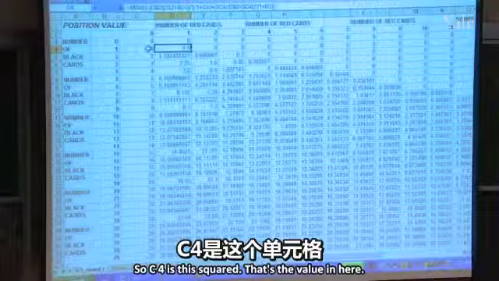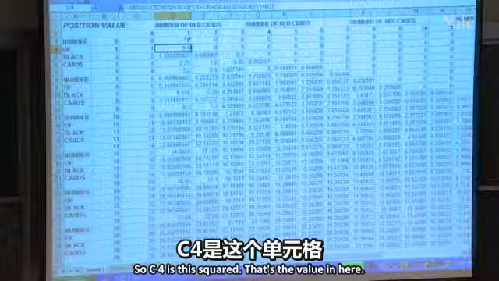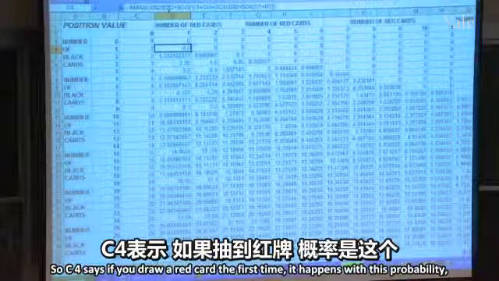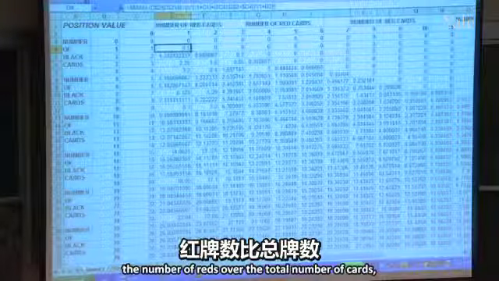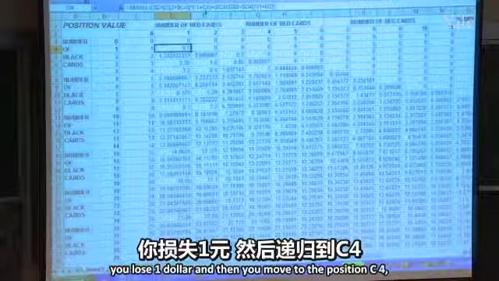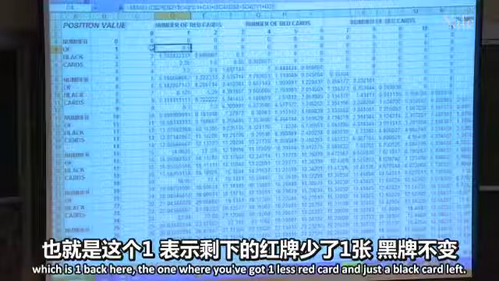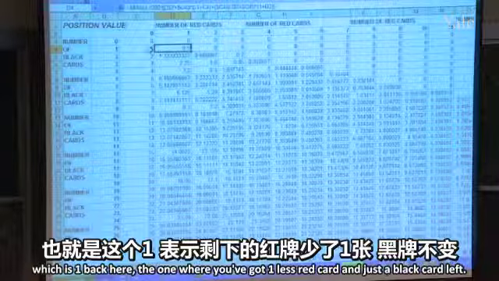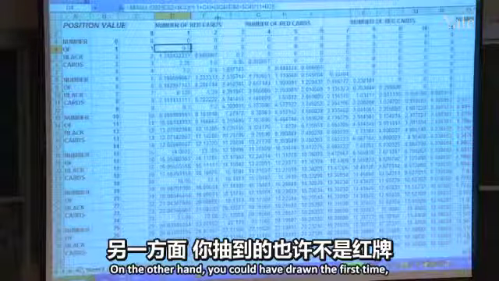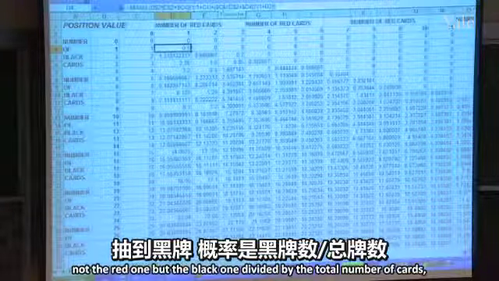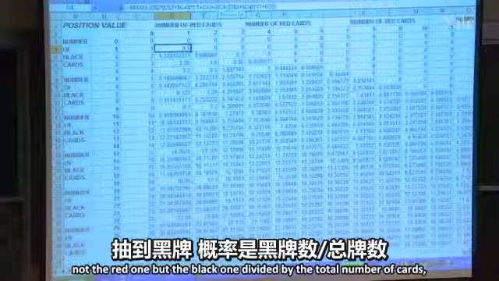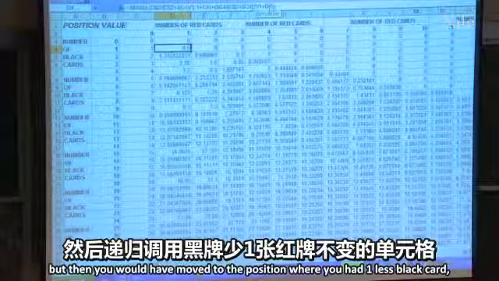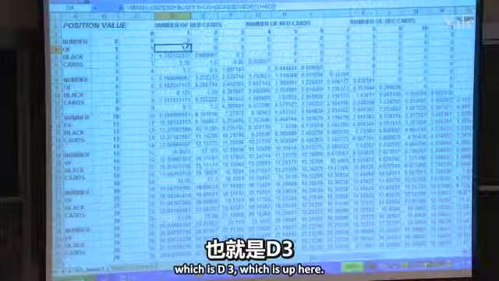So C4 is this square. That's the value in here. C4 says if you draw a red card the first time, which happens with this probability, the number of reds over the total number of cards, you lose $1, and then you move to the position C4, which is one back here, the one where you've got one less red card and just a black card left. On the other hand, you could have drawn the black one the first time, with probability the number of blacks divided by the total number of cards, and you would have won $1, but then you would have moved to the position where you had one less black card, which is D3, which is up here.